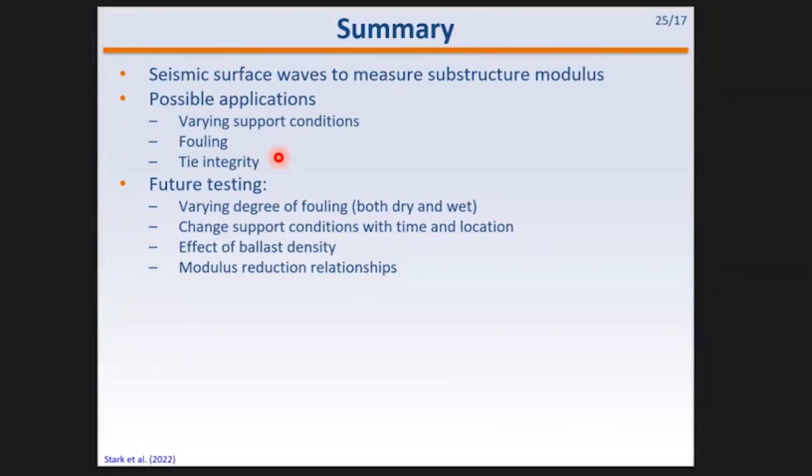Future testing: varying degrees of fouling, both dry and wet, change in support conditions with time, effective ballast density, and most importantly, these modulus reduction relationships that we use to convert the small strain shear wave velocity measurements to a larger strain, to reflect how much movement we're getting on the track due to a passing loaded train versus an empty train.